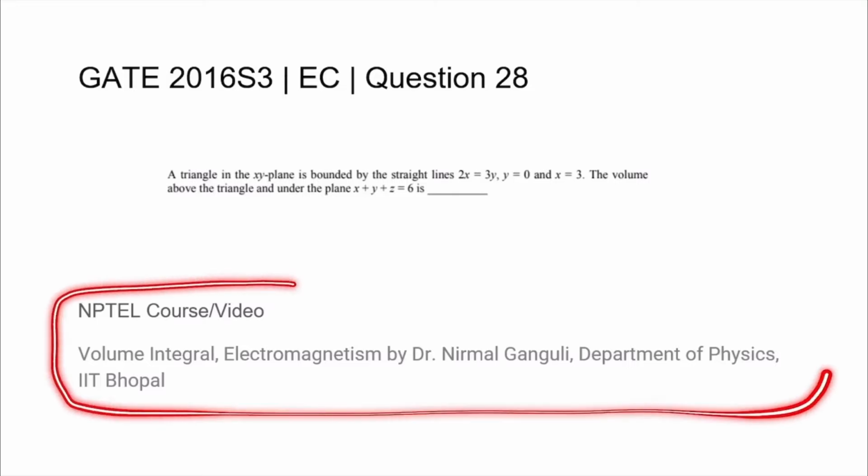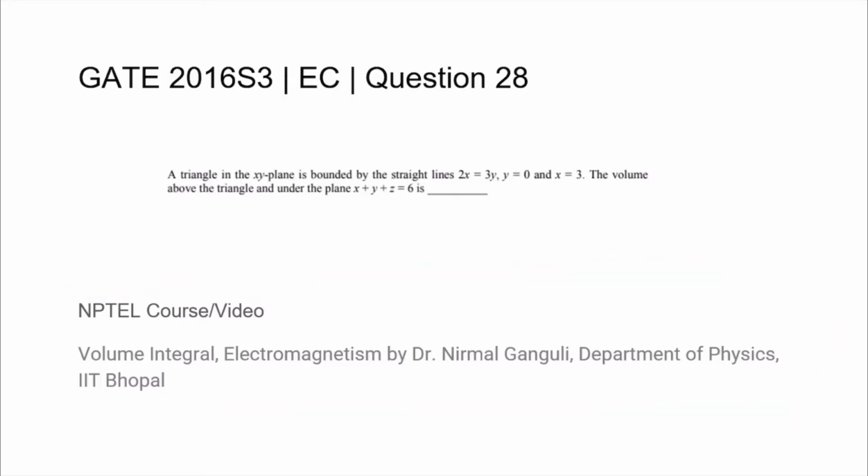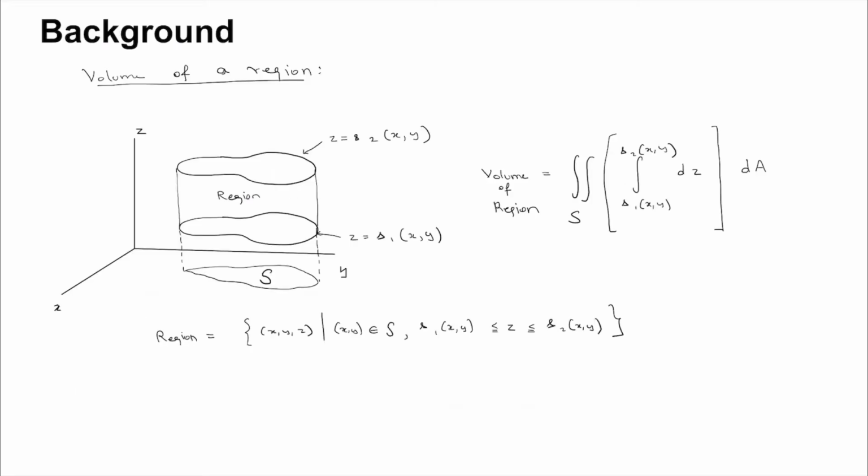Underneath the question, you will find the title of the NPTEL course or video relevant to this topic. So, a little bit of background. What the question has given us is actually two surfaces. If you want to find the volume caught between these two surfaces, that is, the volume of the region encapsulated by these two, then this is the way to do it.